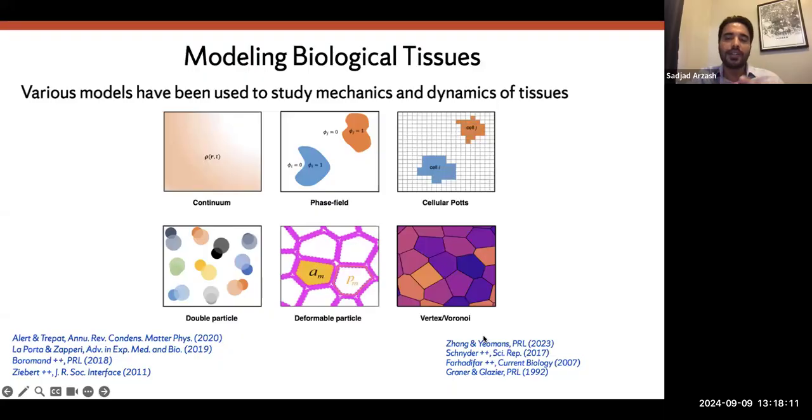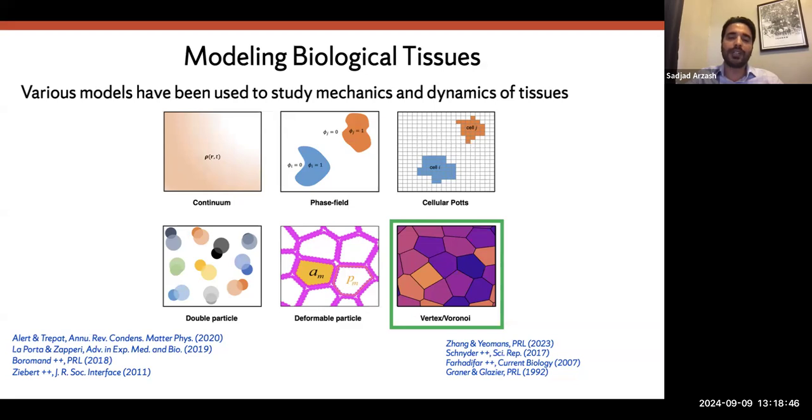To start answering this question, we need a model to explain the mechanics of the tissue. There are many great models that have been proposed in the literature, from cellular Potts models for tissues as well as deformable particles. But I'm going to focus on these Vertex Voronoi type of models that have been successful to explain this rigidity transition and these properties of tissues in terms of this shape factor.